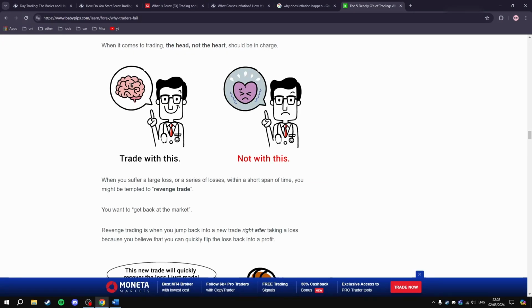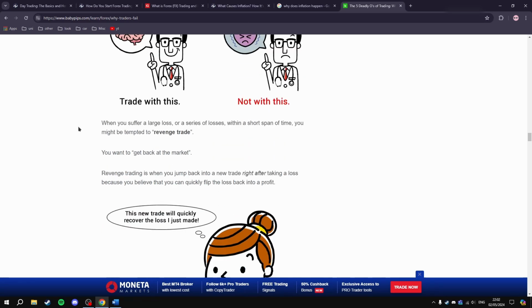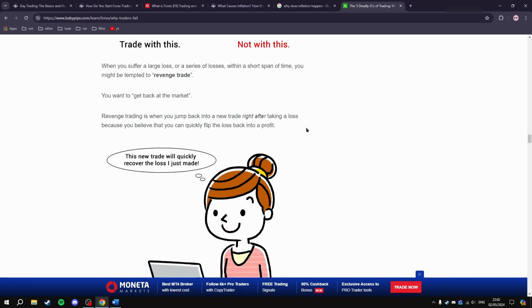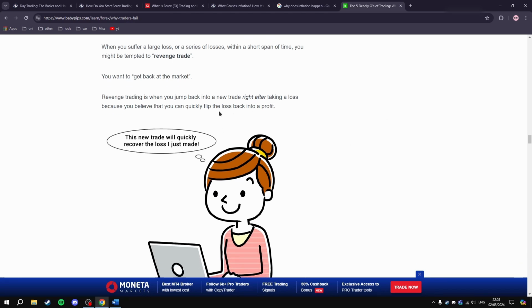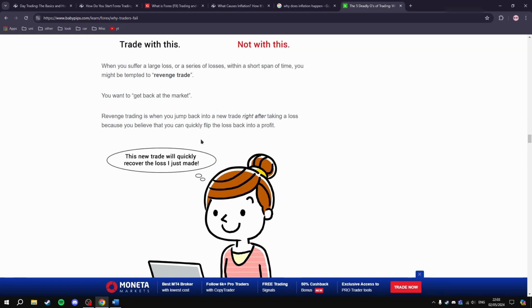Trade with this, your brain, not with this, your heart. When you suffer a large loss or a series of losses within a short span of time, you might be tempted to revenge trade. You want to get back at the market. Revenge trading is when you jump back into a new trade right after taking a loss because you believe that you can quickly flip the loss back into a profit.